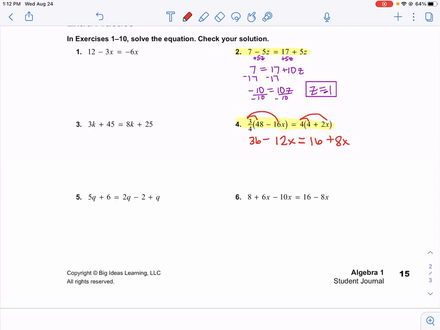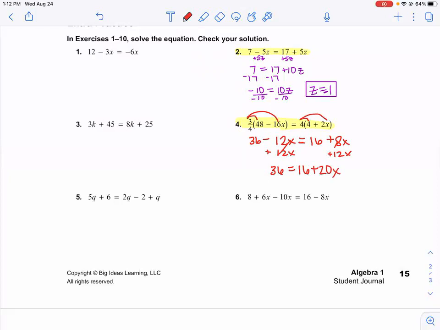Here again, I'm just the kind of gal that I really like my variables to be positive. So if I were making the decisions, which I am, I'm going to add the 12x to both sides. But if you want to subtract 8x from both sides, you do you, and I'll do me. Okay. So I'm going to add 12x to both sides to get 36 equals 16 plus 20x. That's a nice number.